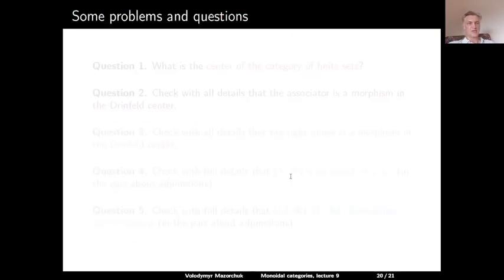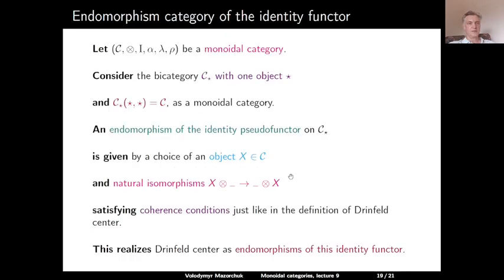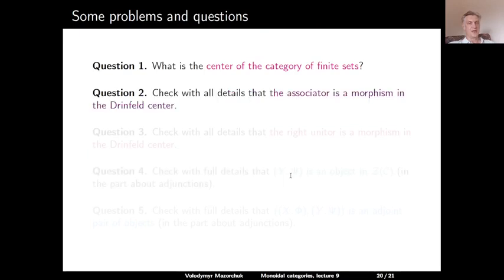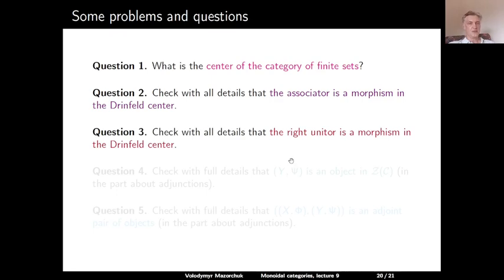Okay, some questions and problems at the end. Question 1. What is the center of the category of finite sets? Question 2. Check with all details that the associator is a morphism in the Drinfeld center. Question 3. Check with all details that the right unitor is a morphism in the Drinfeld center.